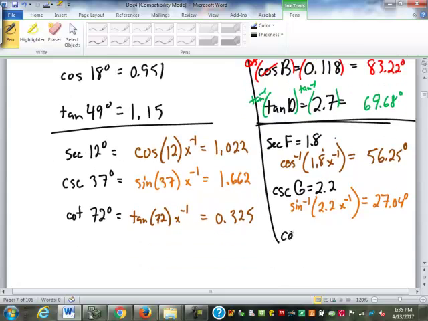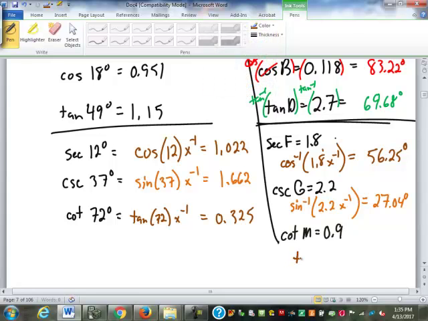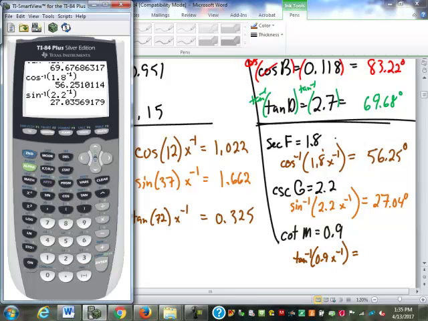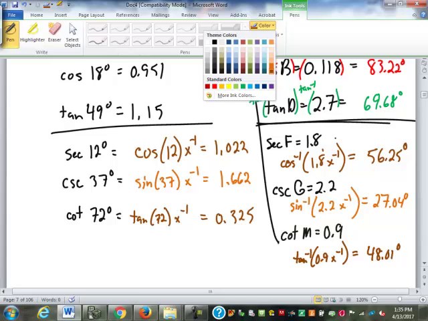Or if I tell you that the cotangent of angle M is 0.9, how do I find angle M? Inverse tangent. 0.9 and then reciprocal inside, before I close the parentheses. So second tan 0.9, reciprocal, close parentheses. 48.01. Not so bad.